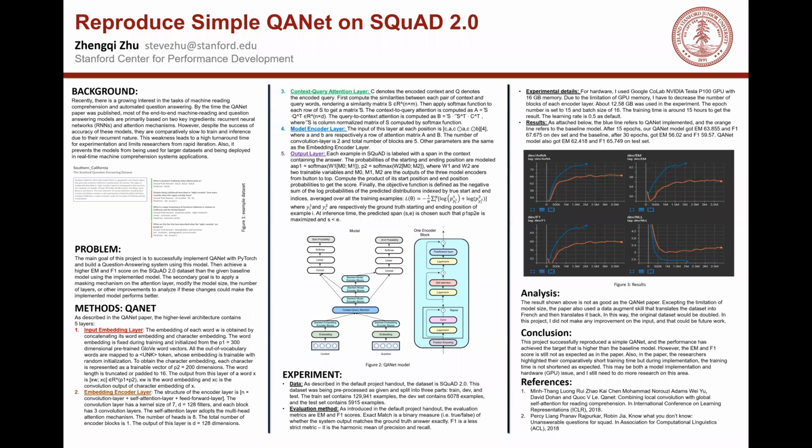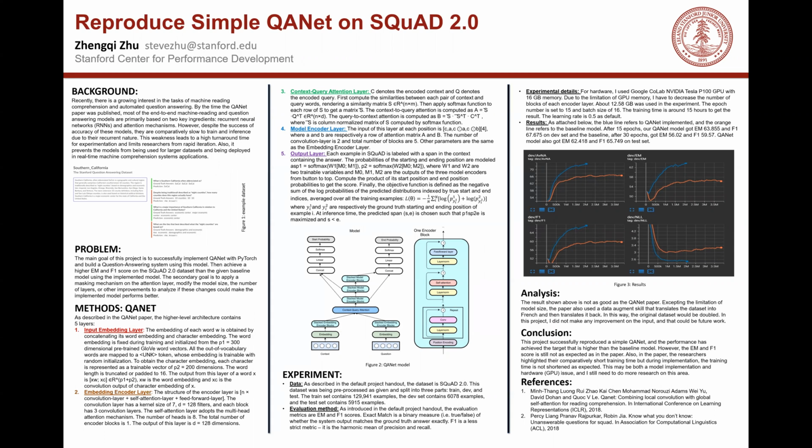Hi, my name is Zhengqi Zhu, and I'm here for presenting my CS224n final project, Reproduce Simple QANet on SQuAD 2.0. The problem we're facing is to build a question-answering deep learning model on Stanford Question Answering Dataset. In this dataset, the input will be a paragraph of context and a question, and our model could find the answer in the given paragraph as the output, not generating the answer.